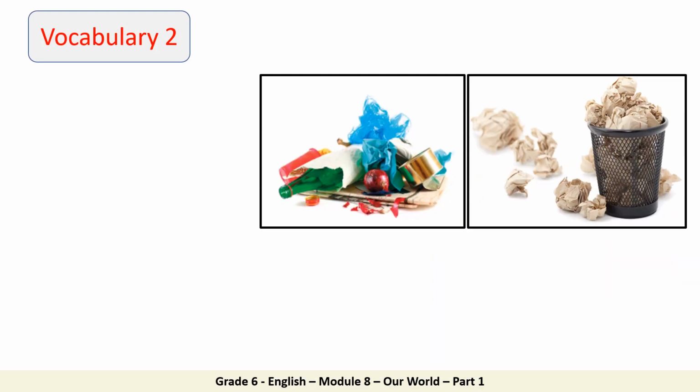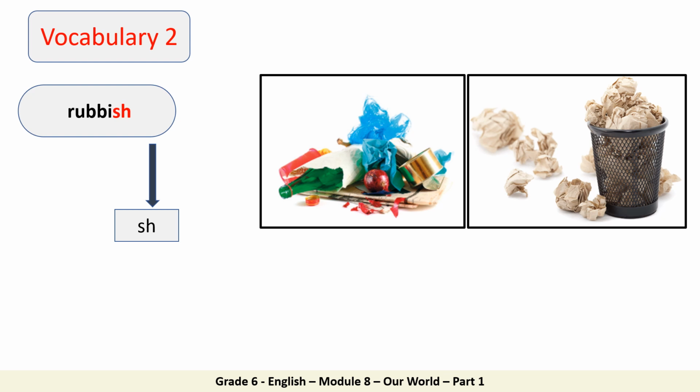The second word we have is, of course, we all know it, rubbish. Please repeat. Rubbish, rubbish, rubbish. Very good. Okay, the word doesn't need explaining. Rubbish or trash, things that we don't need anymore, right? And notice when we say rubbish, the last two letters, which are SH, are pronounced as sh, right? So pay close attention to that.